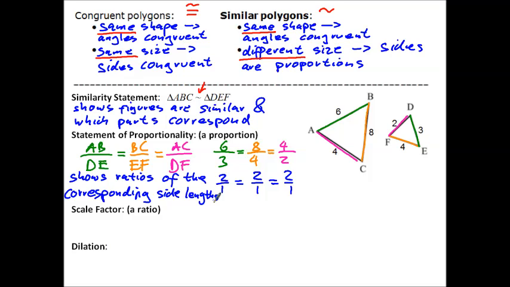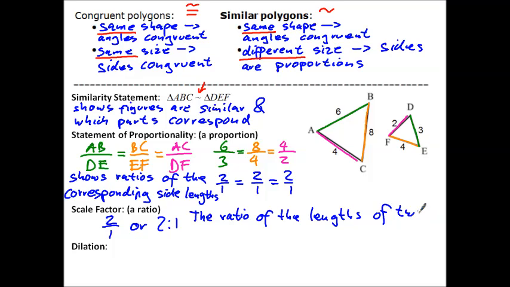So what is our scale factor? Our scale factor, which is a ratio, is in this case 2 over 1, or we could also write it with a colon, 2:1, and that is the ratio of the lengths of two corresponding sides.